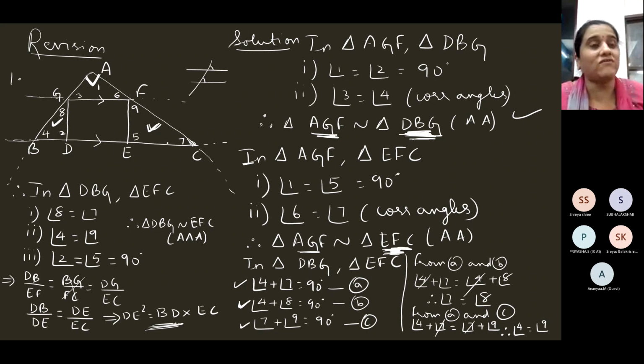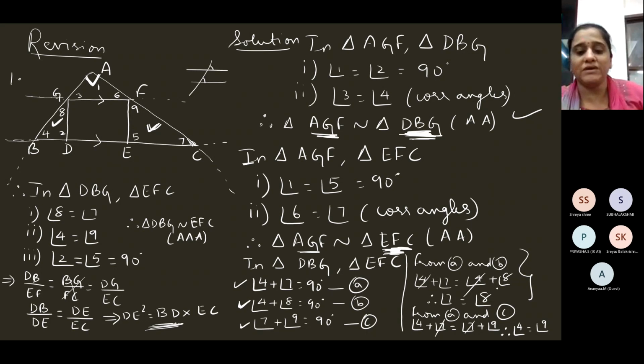But 4 plus 7 is equal to 90 is an equation common to the 2 triangles. So compare B and C with A. Don't compare B and C. Compare B and C with A. Why with A? Because A has one angle of one triangle and another angle of the other triangle. So that becomes the common equation. So you can see from A and B, from A and C.